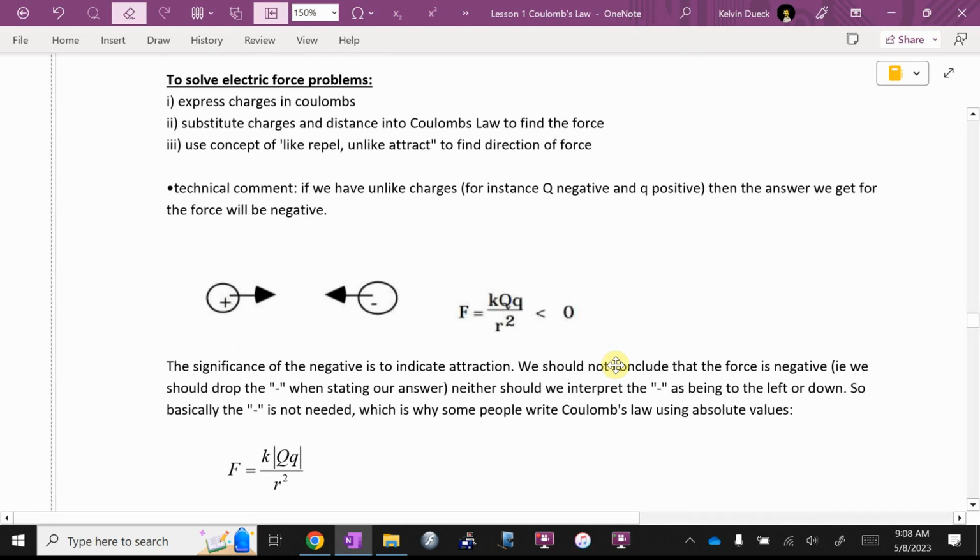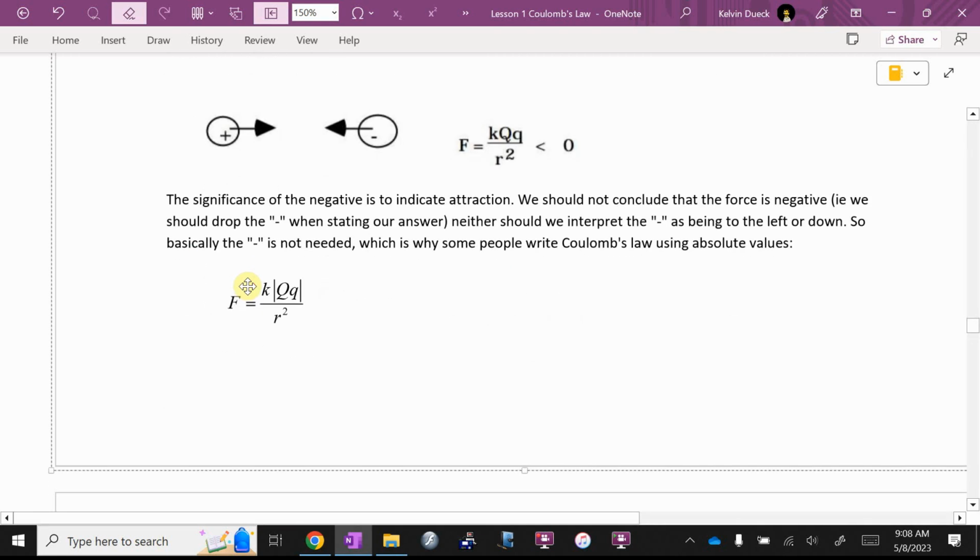Little technical comment. If you have unlike charges, for example, one's negative and one's positive, then the answer that you get will be negative. A negative really means opposite charges and a force of attraction, but it's not a negative force. And so many textbooks will simply put absolute value signs around the Q's. Did I do that on your formula sheet? So you don't put the negative or positive into the equation. The force will always be positive, but you'll figure out the direction by using like charges repel and unlike charges attract. Okay?